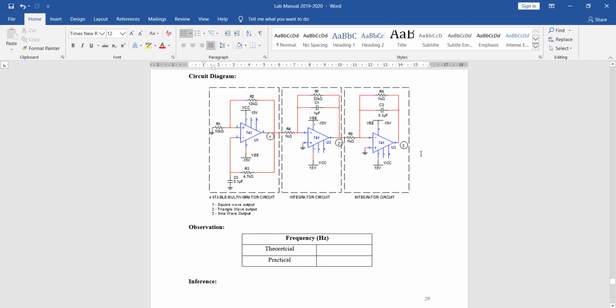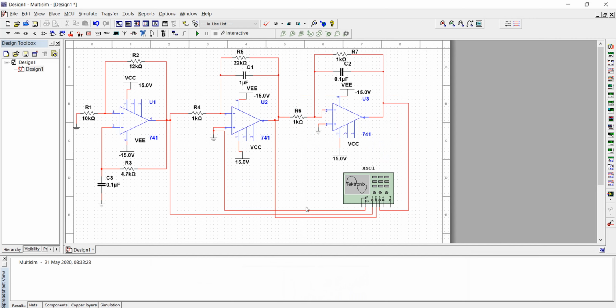So this is the entire op amp circuit which is used as a function generator. We will be moving on to the simulation part where we will rig up this particular circuit and analyze the waveforms of this particular case. So moving on to the simulation part.